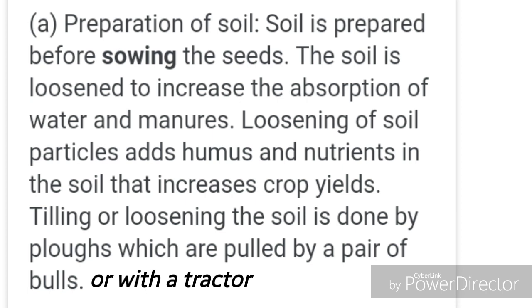Preparation of soil. Soil is prepared before sowing the seeds. The soil is loosened to increase the absorption of water and manures. Loosening of soil particles adds humus and nutrients in the soil that increases crop yields. Tilling or loosening the soil is done by plows which are pulled by a pair of bulls or with a tractor.